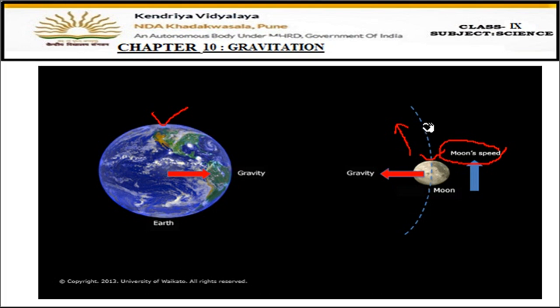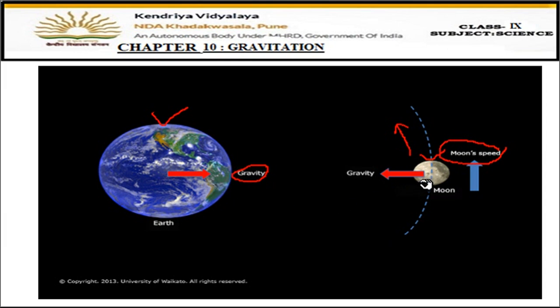The dotted lines are going on circular in this direction. So at every point the direction is changing. But you can see that the Earth is exerting a force towards the Moon, and that is called gravity. So Earth is trying to pull the Moon towards itself. Fine, so this force is called the gravitational force.